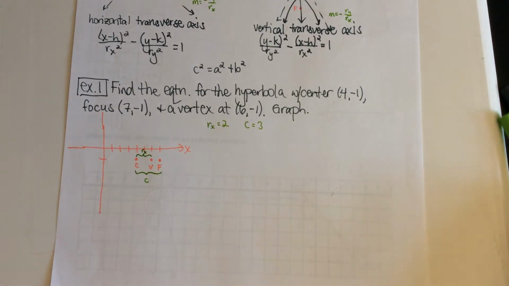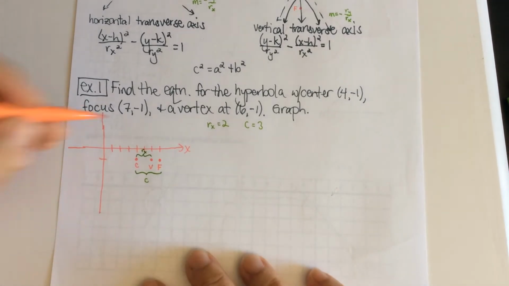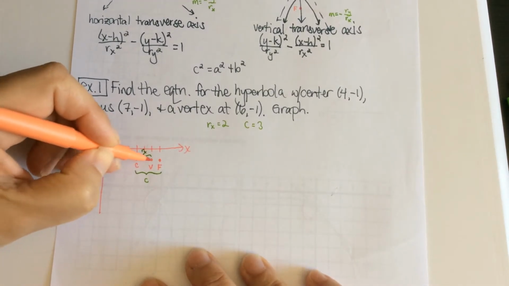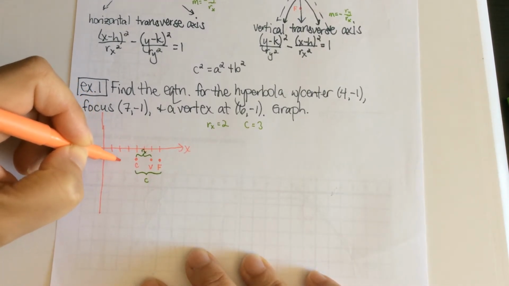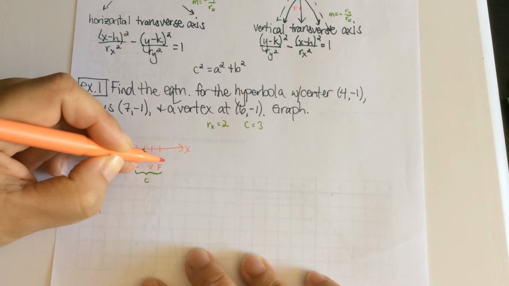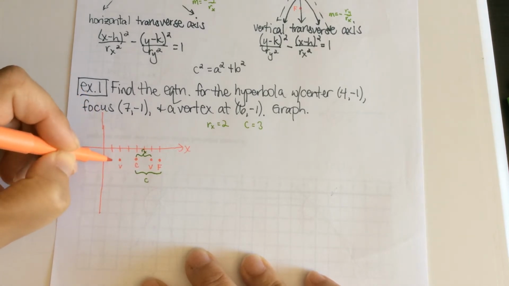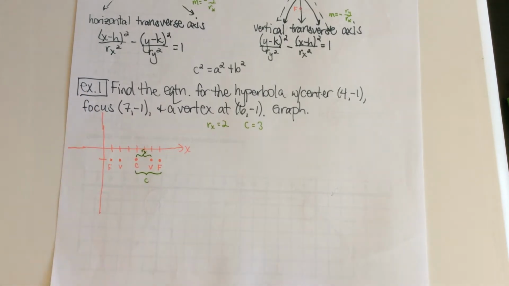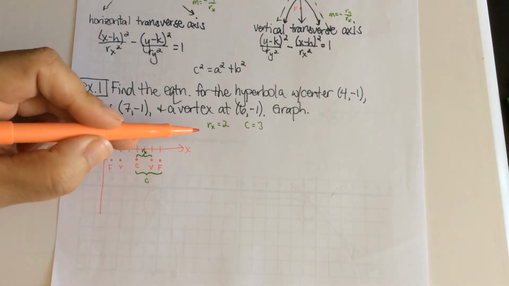Now I can mirror these in the other direction. There's 2 away from center to vertex, so the other vertex is going to be over here, and then 3 away from the center to the focus, so the other focus is going to be there. Now I can't draw anything else after this because I need to know the slope of the asymptotes, and in order to find the slope of the asymptotes, I need the r sub y.